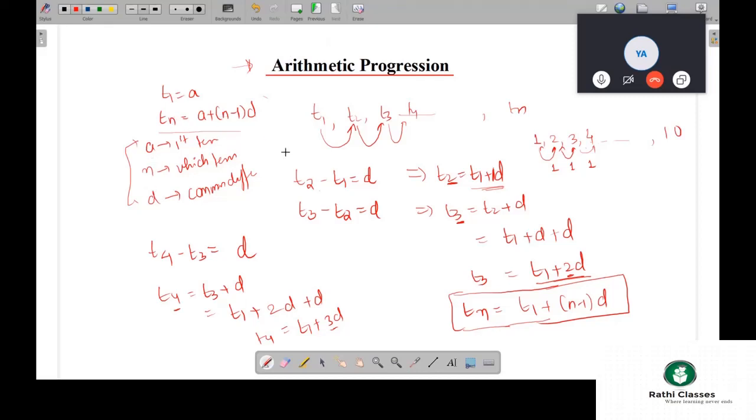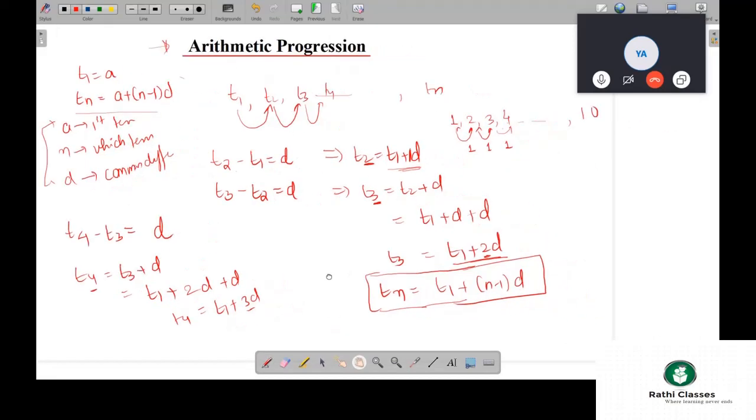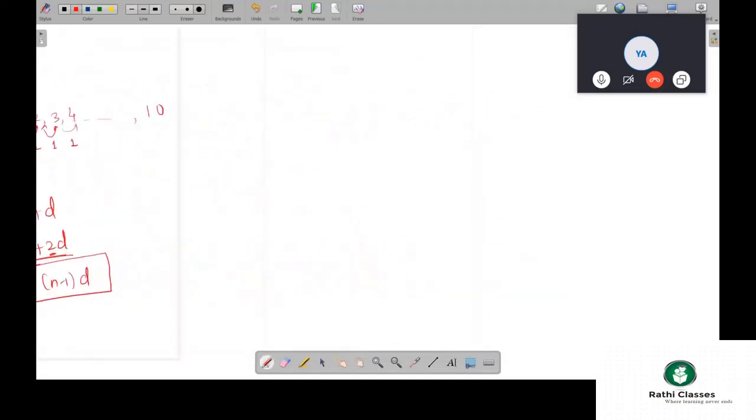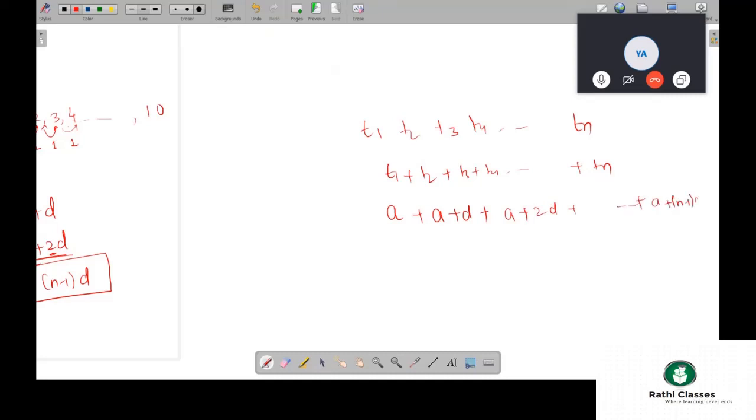Moving on, after this, you need to find the sum of the n terms. So how will I be finding the sum of the n terms? Say the sequence is T1, T2, T3, T4, and so on up to Tn. Sum implies I need to add all of this. So if I add T1 plus T2 plus T3 plus T4 up to Tn, what is T1? Say the first term is A, T2 is A plus D, T3 is A plus 2D, and what is Tn? A plus n minus 1 into D.